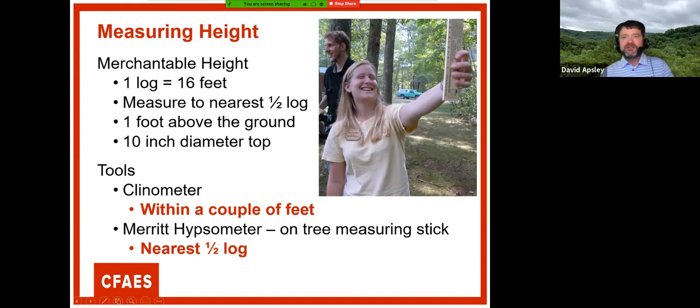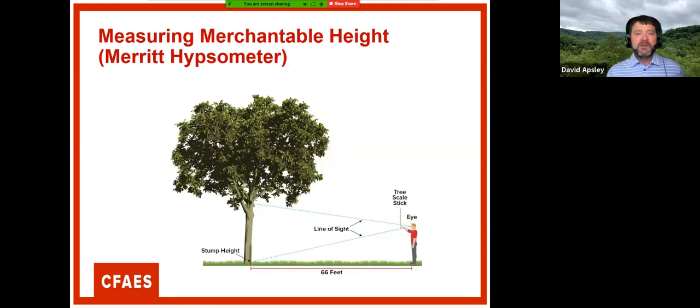And there's a picture of Rachel, who's now with the Forest Service. That's probably a 15-year-old picture, using a Biltmore stick, or actually the Merit hypsometer on the cruiser stick. The other key thing when you're using that Merit hypsometer is you need to be 66 feet away from the tree. So we've got a little video on pacing on how to get that distance accurately.